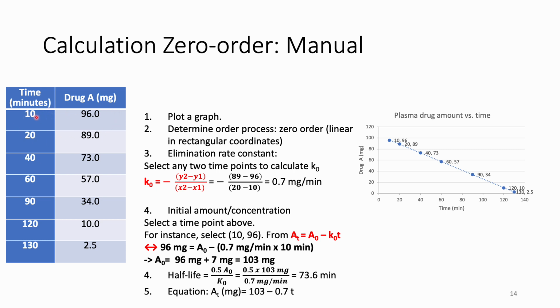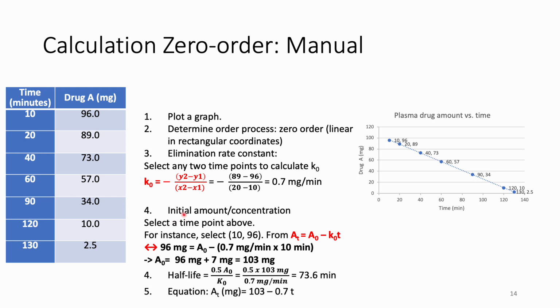In this example, I pick the first two time points. I have X1 is 10 minutes, Y1 96 milligram, X2 20 minutes, Y2 89 milligram. Plugging in the numbers, K0 equals minus (89 minus 96) divided by (20 minus 10). Calculating, I have K0 equal to 0.7 milligram per minute. That means every minute 0.7 milligram of drug is decreasing.